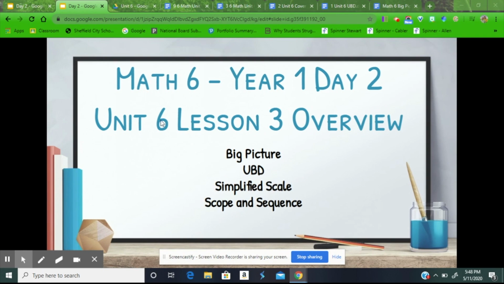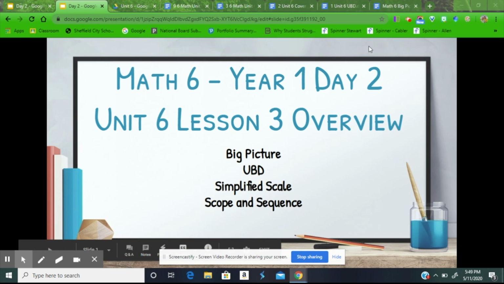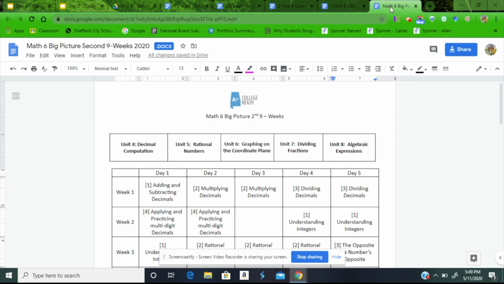We're now going to look at Unit 6, Lesson 3 overview. Because this is the first lesson that we're looking at within Unit 6, we're going to look at our big picture, our UBD, our simplified scale, and the scope and sequence. So we'll start off with our big picture.